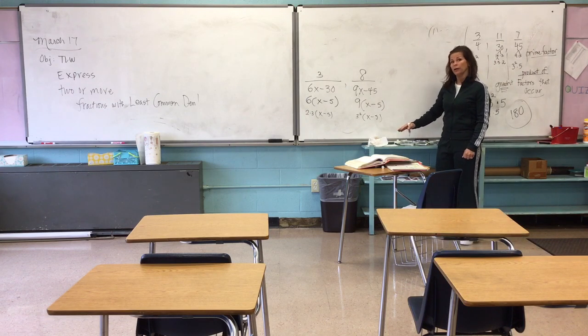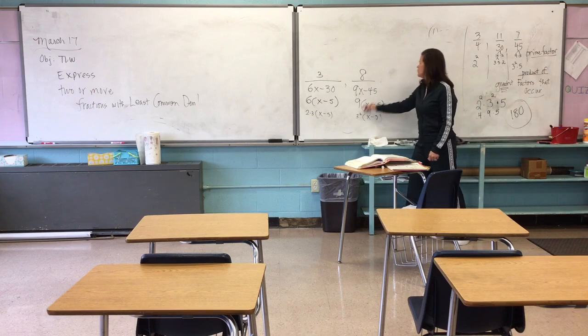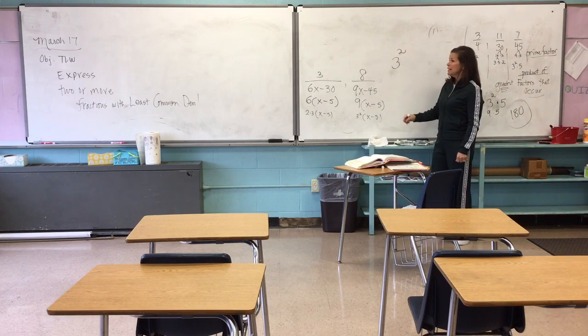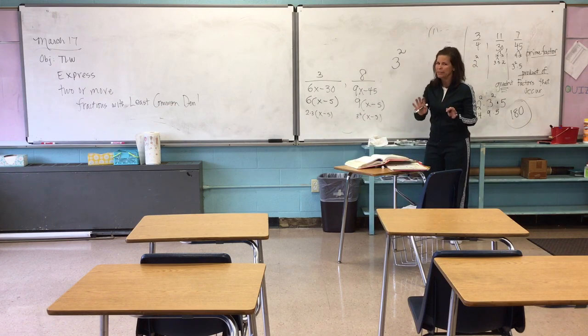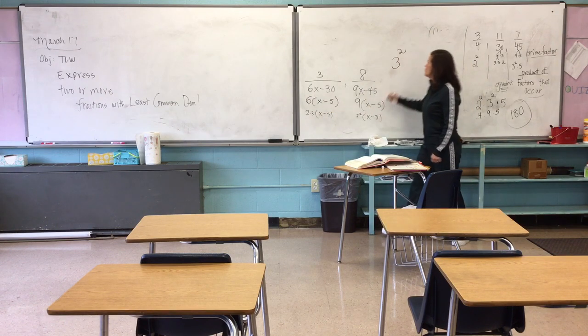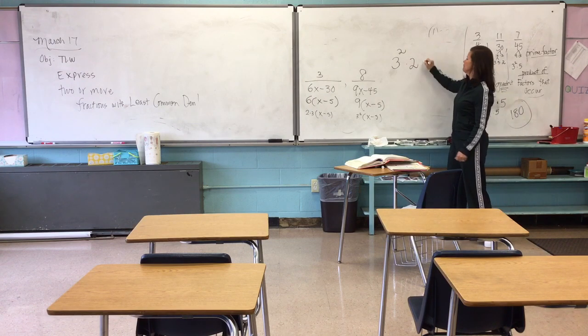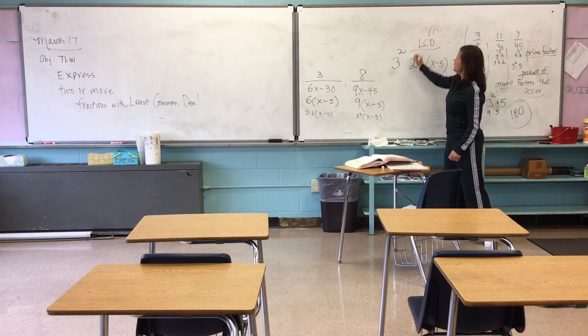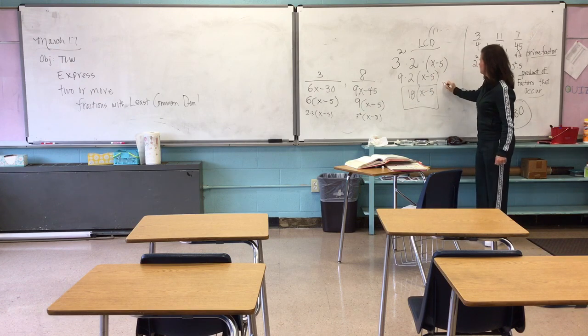Does a 3 occur? Yes. What's the greatest power you see? 3 squared. Does a 2 occur? Yes. They don't have it in common. They don't need to. A 2 occurs. Put it up there. Does an x minus 5 occur? It does. So the LCD for this guy is going to be 9 times 2 times x minus 5, 18 times x minus 5. That's my LCD.